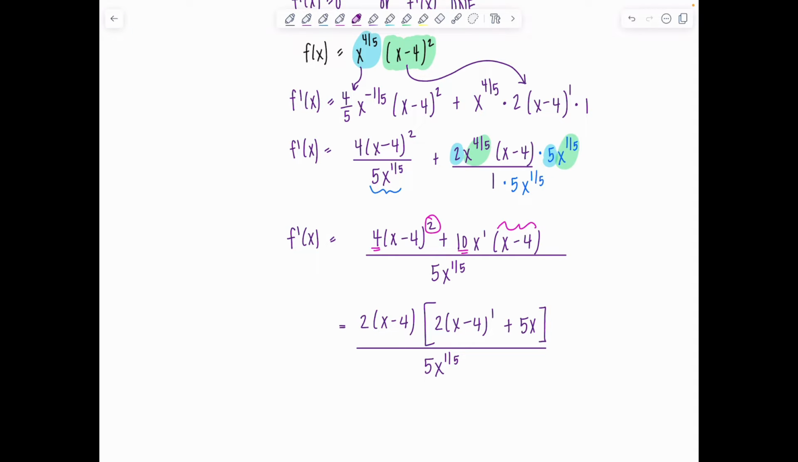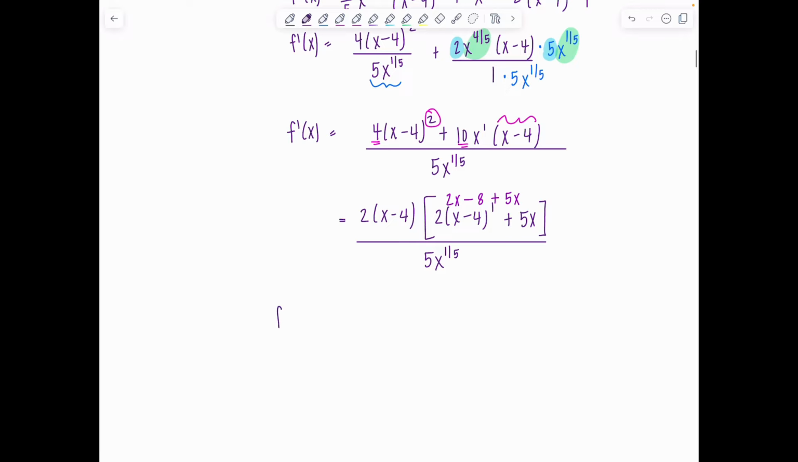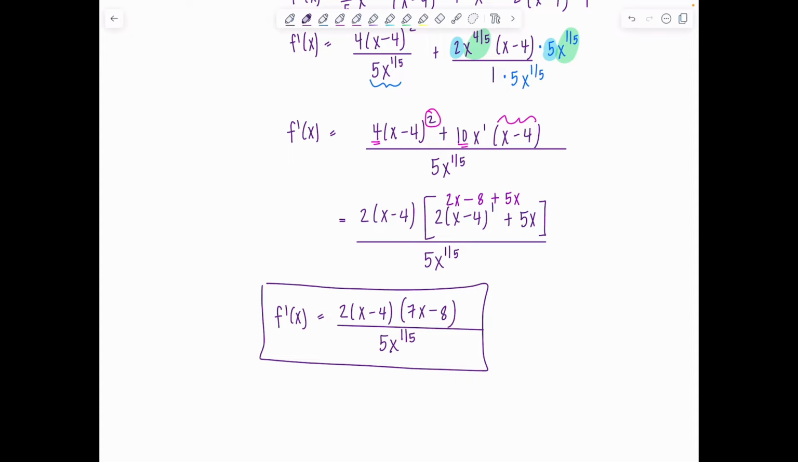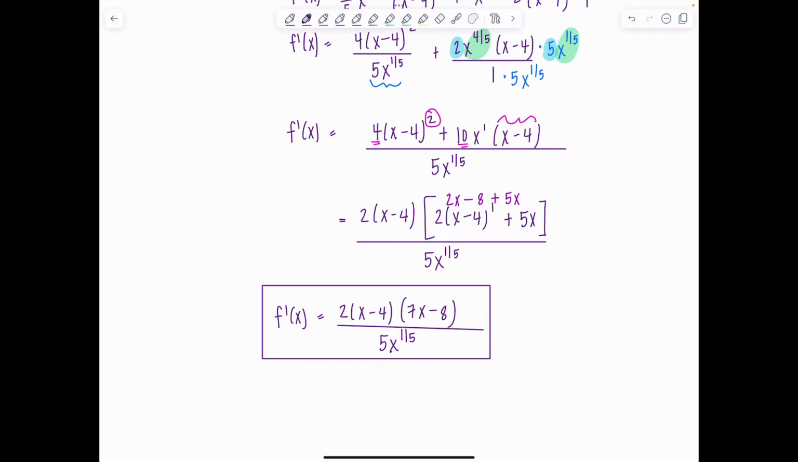And then here we go. This is 2x minus 8 plus 5x. So I can write f prime completely factored. How lovely. 2 times x minus 4 times 7x minus 8. That's supposed to be parentheses, but it looks so deformed. There we go, much better. Over 5x to the 1/5. This is how cleaned up your derivative needs to be.